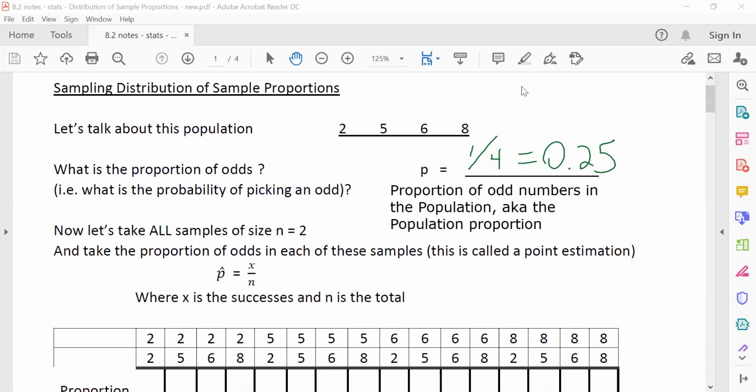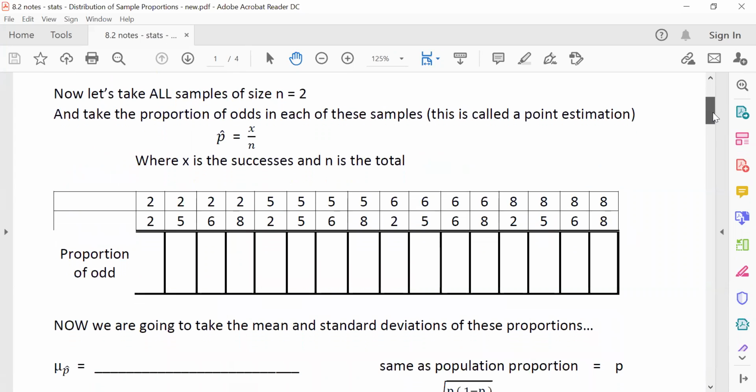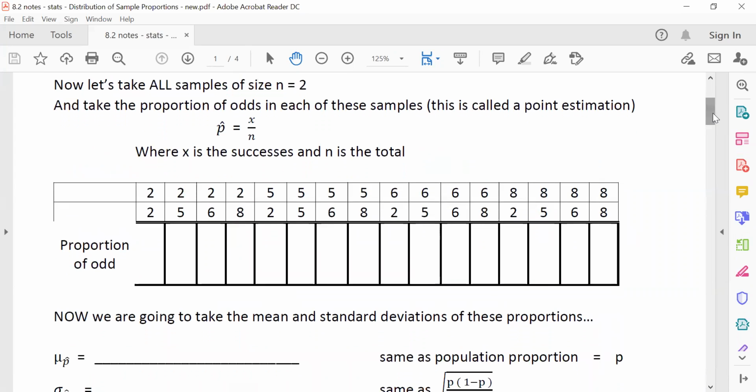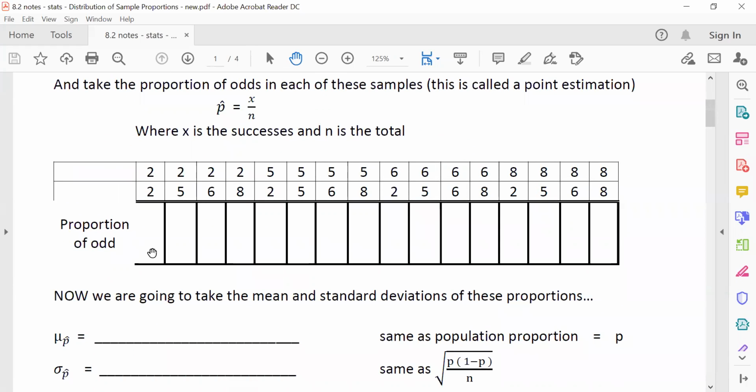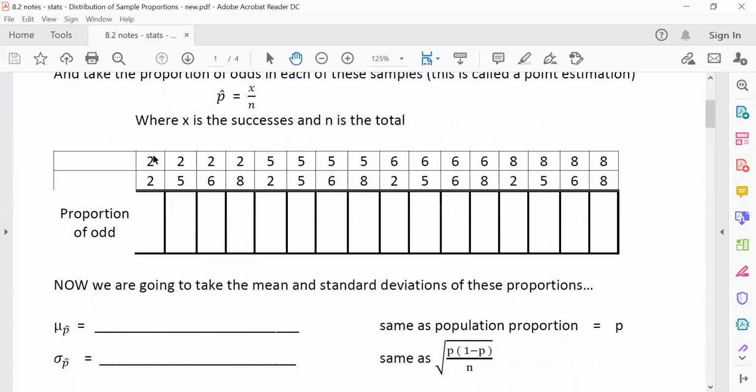Well, what we're going to see here, the population of odd numbers was 1 out of 4. The proportion ended up being 0.25. Now, what we can do is take every sample of size 2 from this population of size 4. You can do 2 and 2, 2 and 5, 2 and 6, 2 and 8, 5 and 2, 5 and 5. You can compute all these proportions.